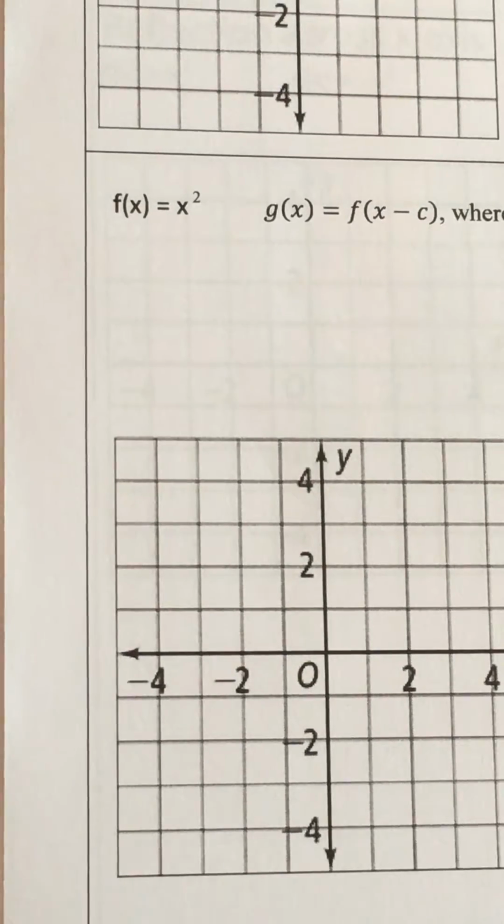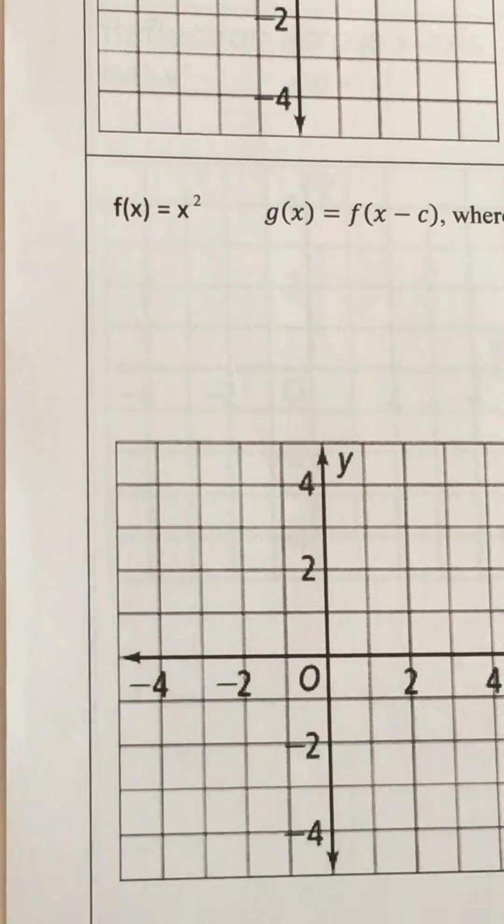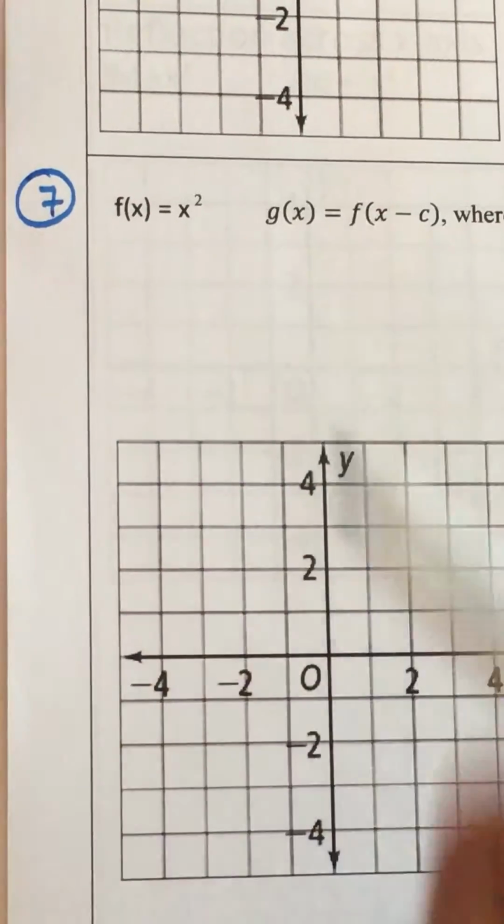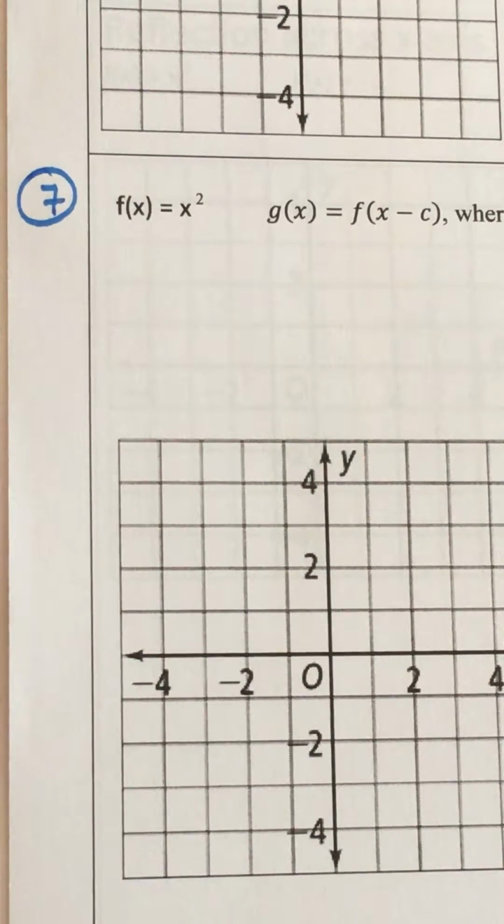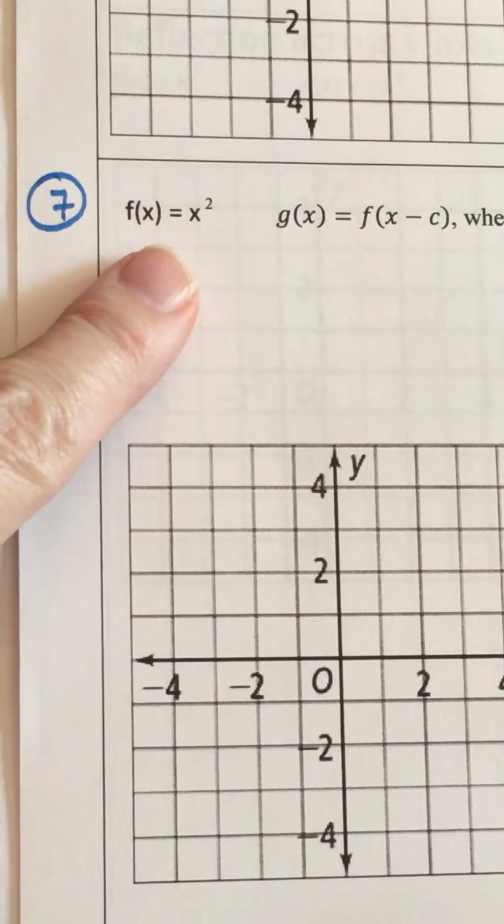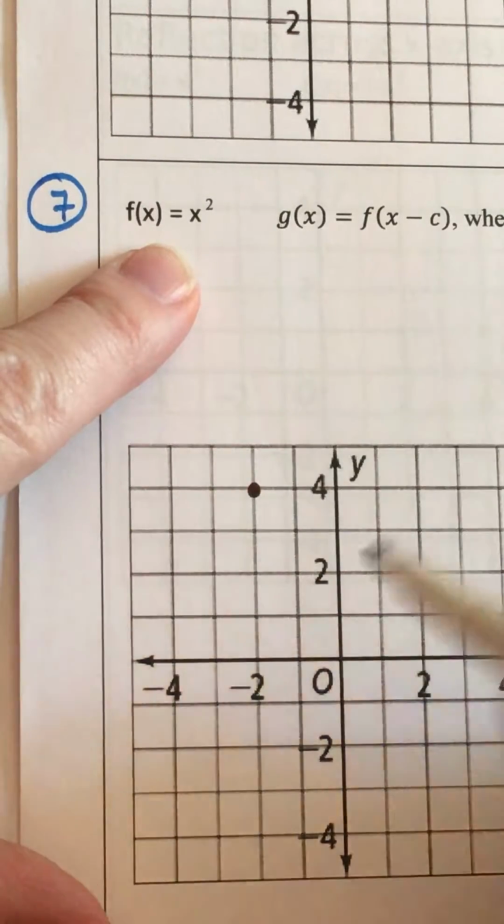Let's discuss number 7. Number 7, we again start with f of x equals x squared. We know those points by now. Let's go ahead and plot these.